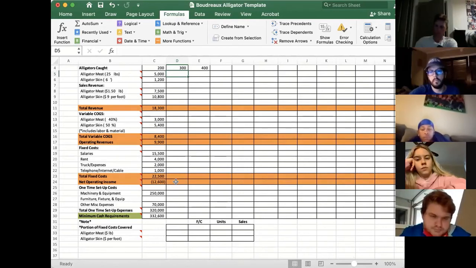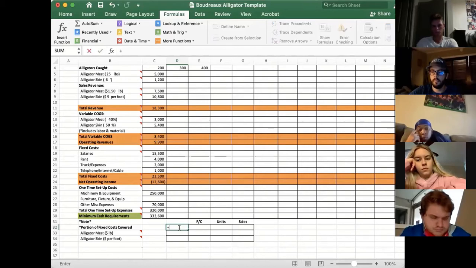All right, so we know it's 22.5. We've got two products, alligator meat and alligator skin. So what we got to do is figure out what portion of the fixed cost. They don't each have to cover 22.5, they cover their portion. So how do we determine their portion? Remember earlier I told you, if we look at the revenues, first thing we got to do is figure out what percentage.